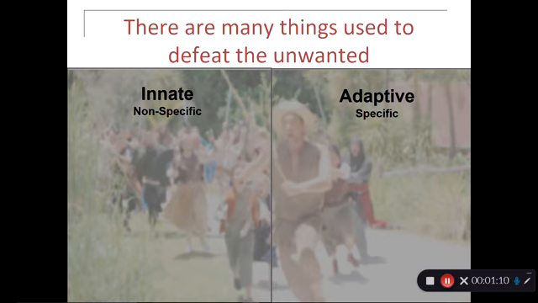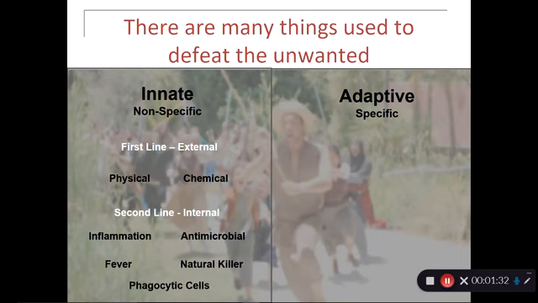We're going to go ahead and discuss the innate immunity, the non-specific immunity. This video will cover just the first line, and then we'll go ahead and talk about the second line in the next video, as the second line can be a little bit more interesting. So we got two different forms of first line defenses. You got the physical and the chemical, while the second line we have the inflammation, the fever, the antimicrobial, the natural killers, and the phagocytic cells.